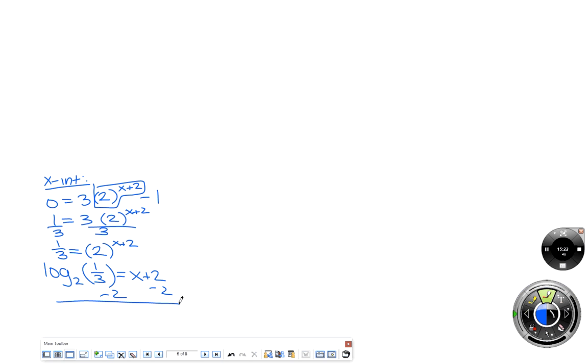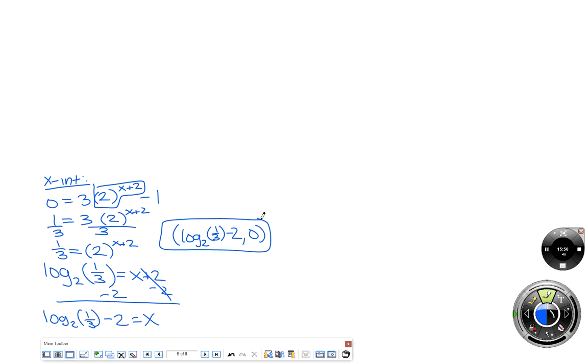Now, does that 2 combine with the 1/3? No, because this is all one number, 1/3 is part of this logarithm, and 2 is not. So you just write whatever this is, minus 2. That's what our x-intercept is. And we talked about trying to remember to write these intercepts as points, even though this looks silly because it has this whole calculation in it. There's my x-intercept.